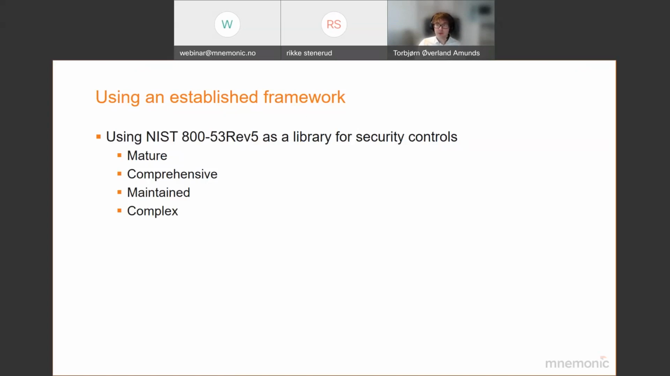And then to finish off, like I said, this is not theoretical. This is something I've implemented and tested out. So I want to finish with some lessons learned.